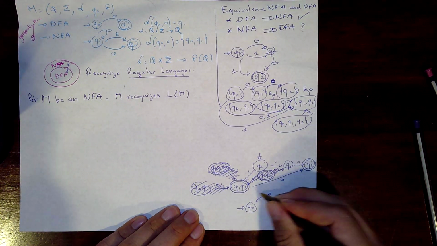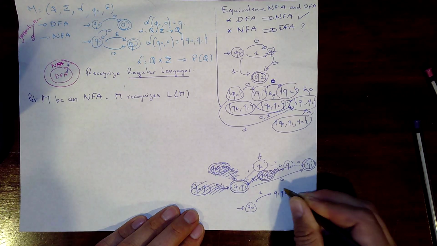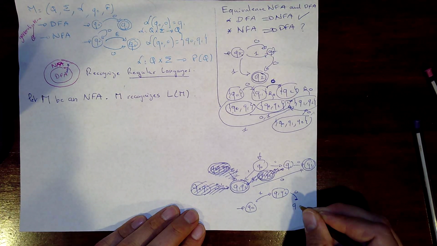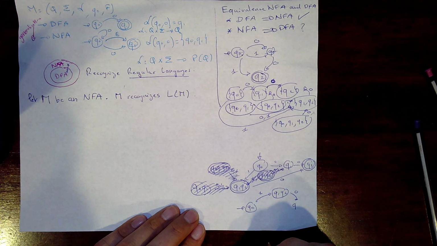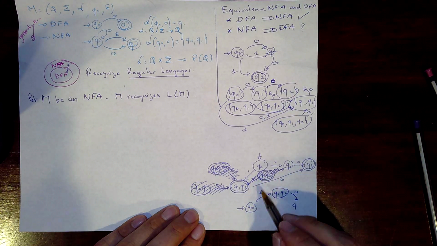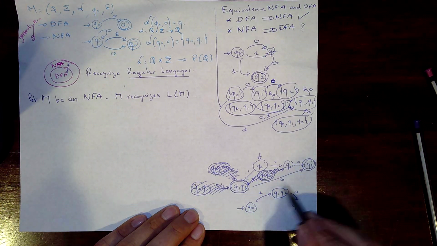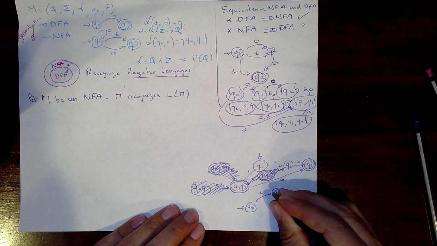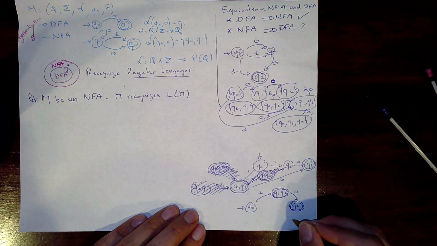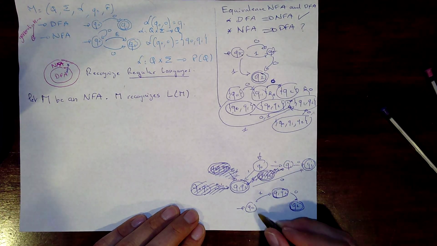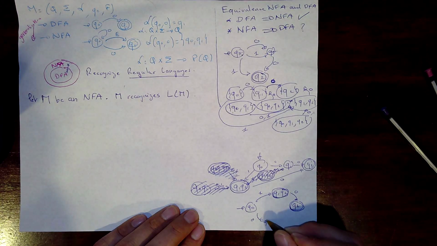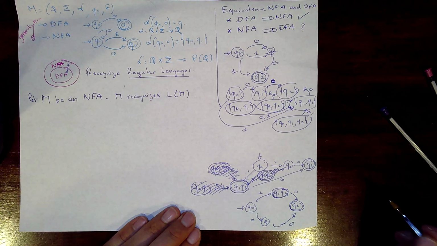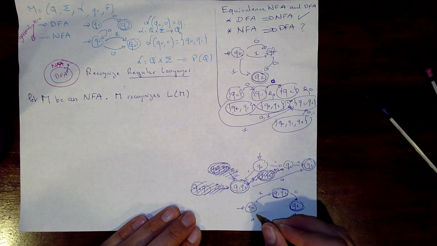Q0, Q1, Q2, Q1, Q2 goes with 0 to Q2, accept state, and actually, yes, and Q0, 0 to Q1, and with 0 to Q2. Okay, so we end up with something actually fairly simple, and you can try it if we've not been mistaken.